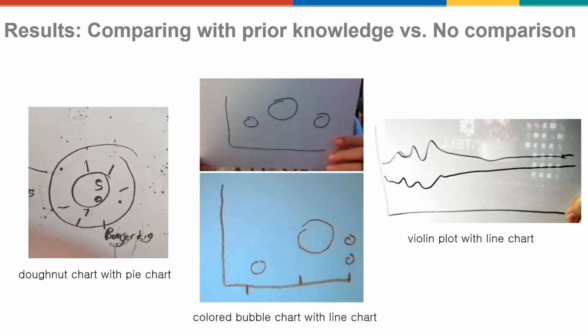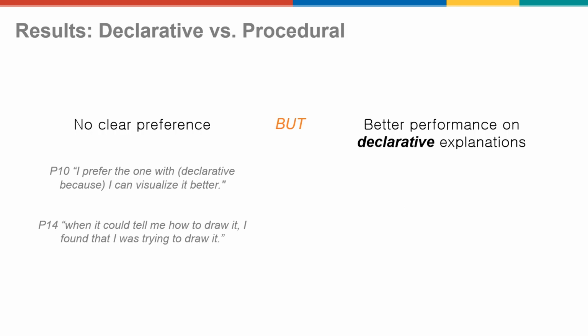Nevertheless, some participants found comparisons to be helpful, often when the explained chart type was simple and when the 2 charts being compared were more similar. Declarative versus procedural explanation, many participants did not prefer one over the other. However, in terms of task performance, declarative explanation was significantly more effective than a procedural explanation.